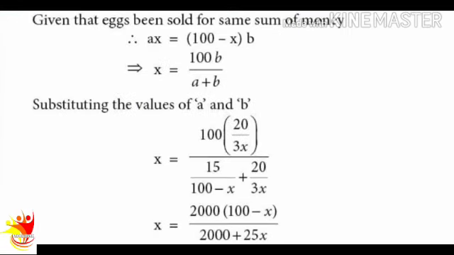And also given that the eggs were sold for the same sum of money, therefore ax equals 100 minus x into b. Therefore ax equals 100 into b minus xb. Interchanging minus xb, we get plus xb. Therefore ax plus xb equals 100b. Take common value of x.